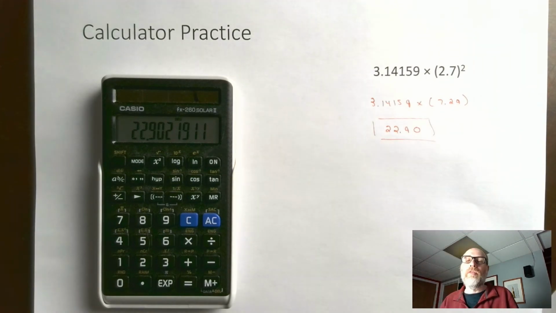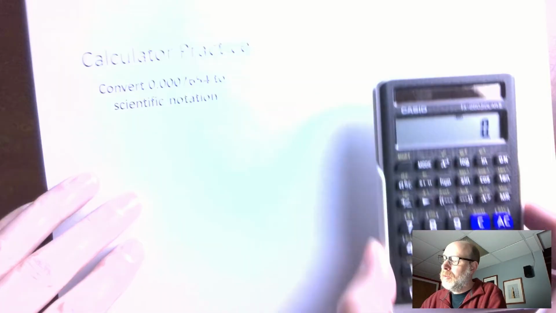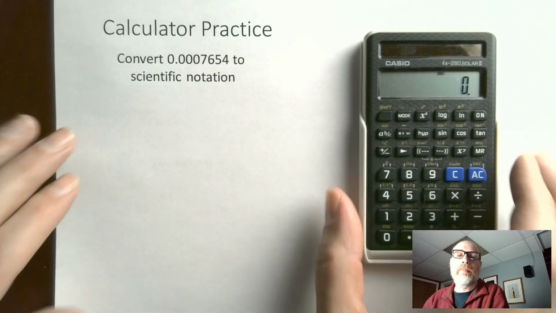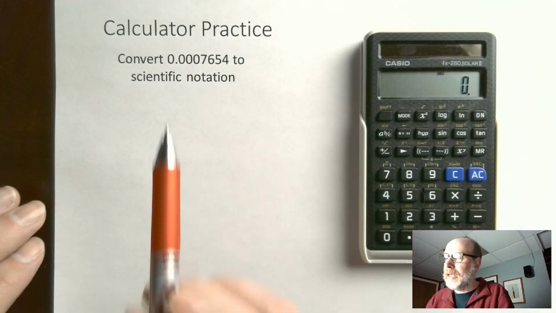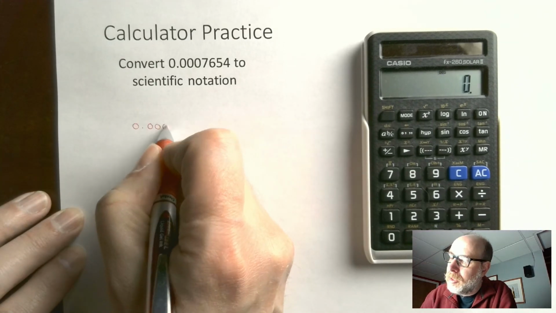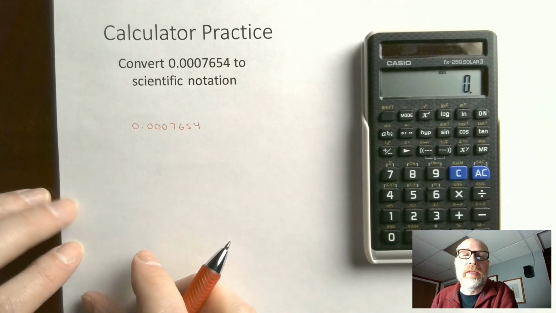Again, you might be one of those folks who thinks about significant figures, and yes, we would do that normally in a chemistry class, but for this one, we're not going to worry about it a whole lot. Next, we want to make sure that we can convert to scientific notation. This one we're actually not going to need the calculator for. I want to take this number, 0.0007654, and convert that to scientific notation.